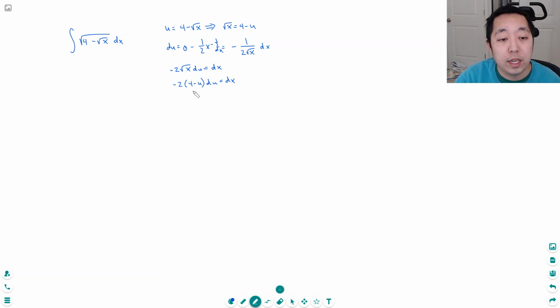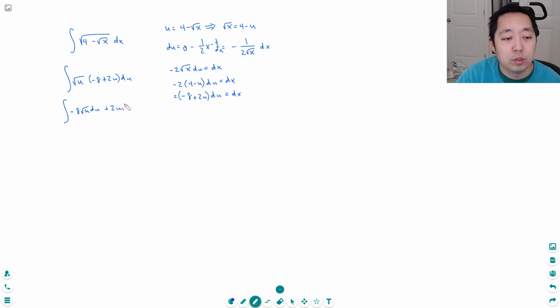Okay, and I'm going to go ahead and multiply out this negative 2. What this would end up being is negative 8 plus 2u du is equal to dx. And now let's substitute everything. This becomes the integral. All of this just becomes the square root of u. And the dx I replace with all of this, which is negative 8 plus 2u du. And if I distribute it, what you'll have is negative 8 root u du plus 2u root u du.